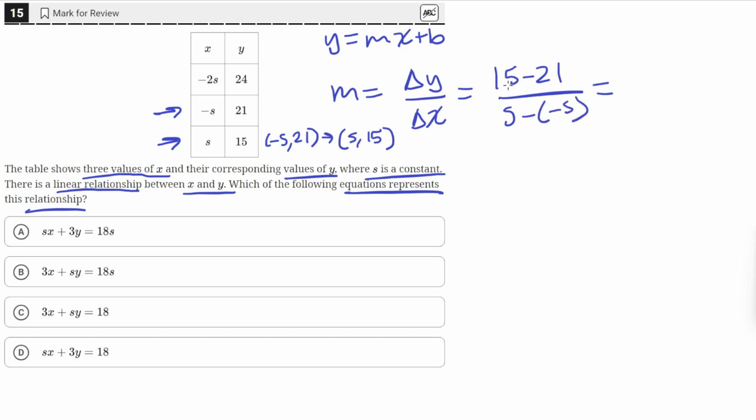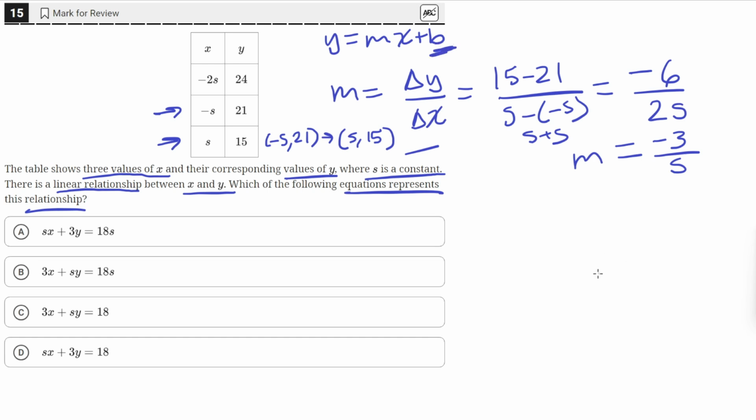So if we simplify this, we'll have 15 minus 21, that's equal to negative 6. And s minus negative s, that's just equal to s plus s, because the negatives cancel out. And so we get 2s. And we can simplify this down to negative 3 over s by dividing the numerator and denominator by 2. So this is the slope of the line that tells the relationship between x and y. And now we just need to find the value of the y-intercept.